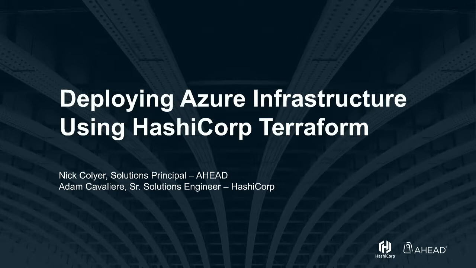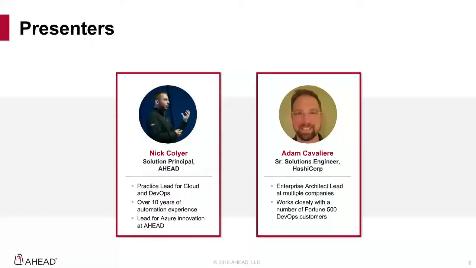Yeah, thanks, Tom, and thanks everyone for joining. And just a little bit about us, real quickly, so you know that we're knowledgeable enough to tell you all about the things we're going to cover today. So my name is Nick Colyer, as Tom mentioned. I'm a Solutions Principal at AHEAD, and basically the practice lead for Cloud and DevOps, where I also lead a lot about Azure innovation. And for the last 10 years, I've really been heavy in automation, and I'm definitely lucky to be joined by my friend and colleague.